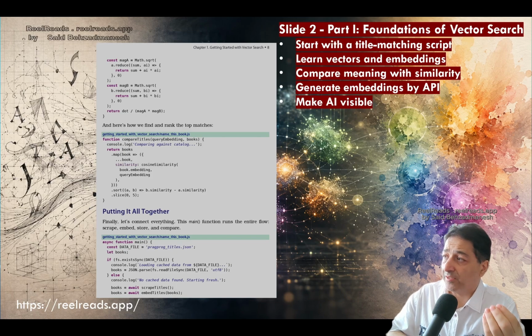The first part is a good teaching choice because it starts with a small working example. This is the first visual evidence. The reader scrapes real pragmatic book titles, generates embeddings, compares a proposed title, and ranks the closest matches. Then that gives the full search pattern before the book introduces more formal definitions.